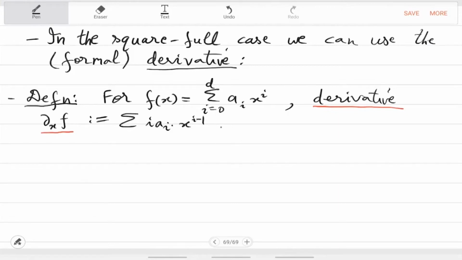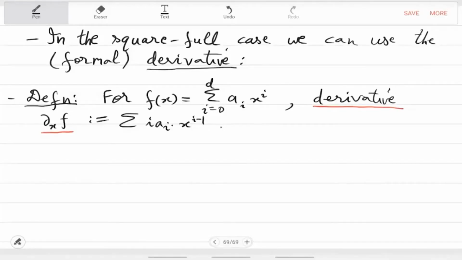Since over a finite field we don't have analysis available, we don't want to use limits, etc. We just say that this polynomial has, as the coefficient of x to the i, the value i plus 1 times a_(i+1). So it is slightly shifted and it is scaled up by i. This polynomial is somehow related to f and will turn out to be useful. And this is also a polynomial in the same field.